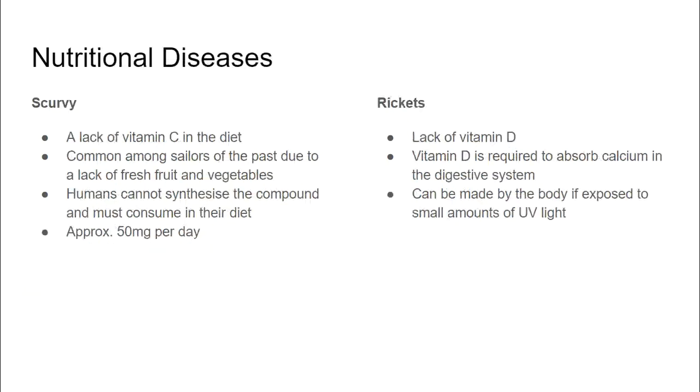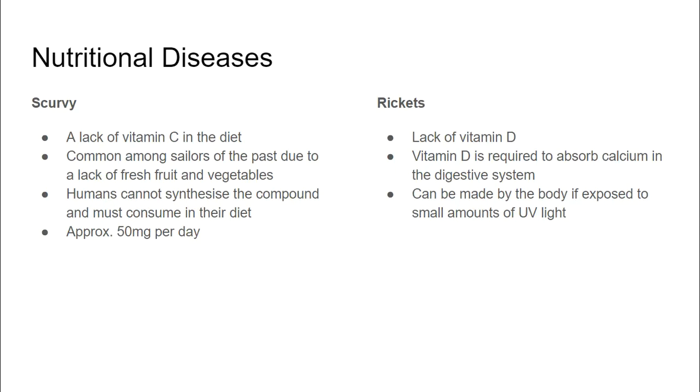2 nutritional diseases here are scurvy and rickets. So scurvy is a lack of vitamin C in the diet, and it was common amongst sailors of the past, and this was due to the lack of fresh fruit and vegetables available to them on the ship as they were traveling. Humans cannot synthesize vitamin C and therefore must consume it in their diet. A human body needs approximately 50 milligrams per day of vitamin C.